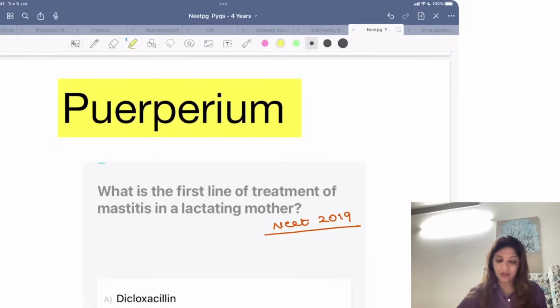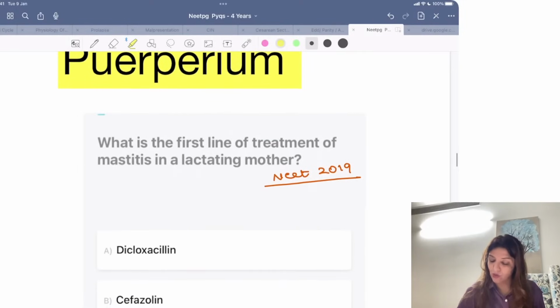So in a lactating female, someone has written, is low-lying placenta previa same? Yes. So low-lying placenta's management and placenta previa's management is the same, right?